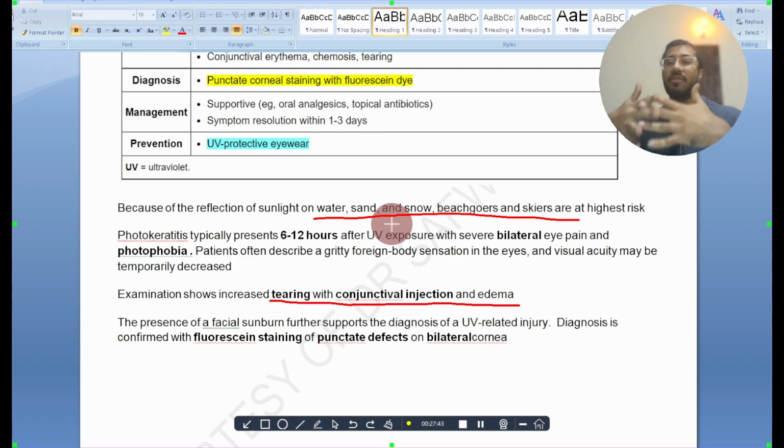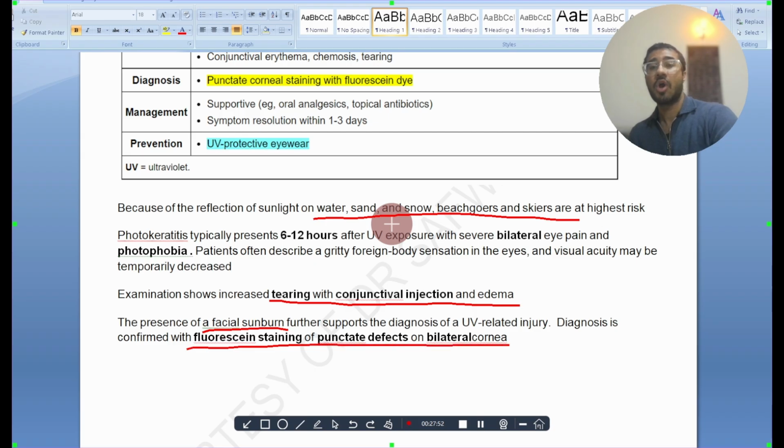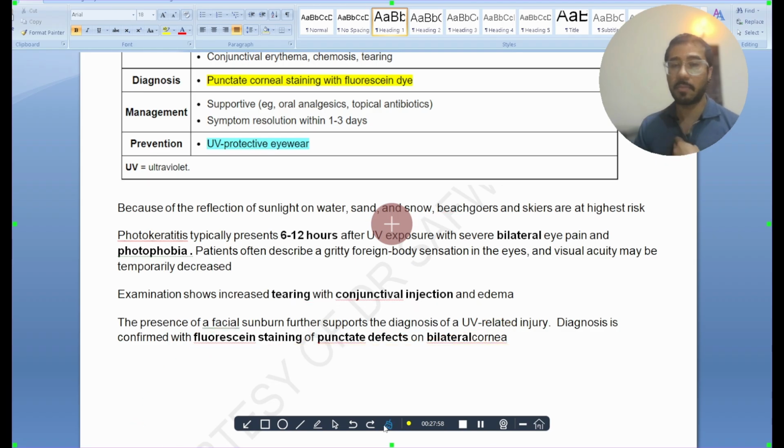The presence of facial sunburn further supports the diagnosis of UV related injury. You have to tie everything together. So yeah, it's a good indicator. The sunburn is also a good indicator. Diagnosis is confirmed with fluorescein staining of the punctate defects on the bilateral cornea. You're going to be able to visualize this on the slit lamp. So that's how you confirm the diagnosis.